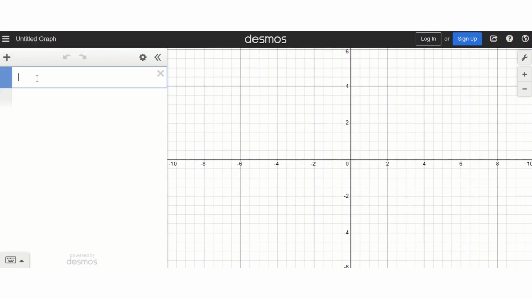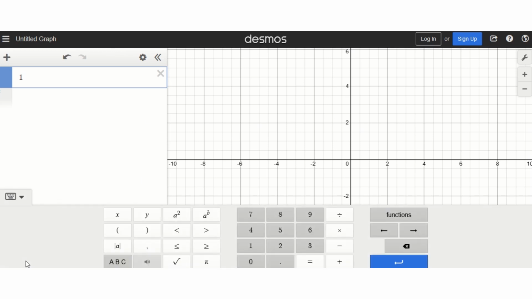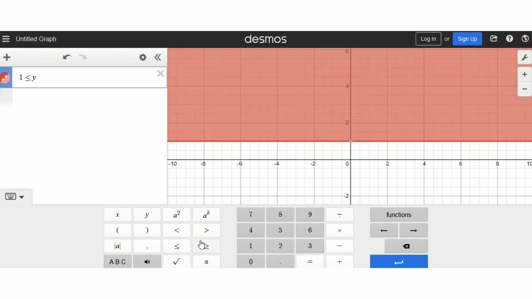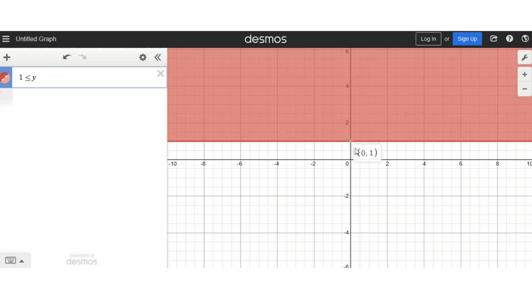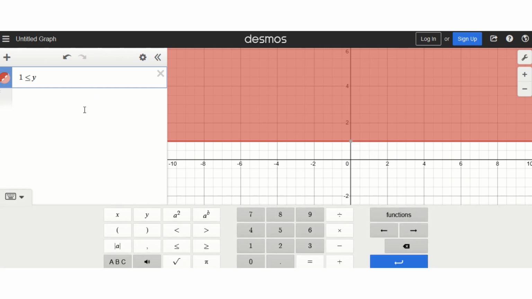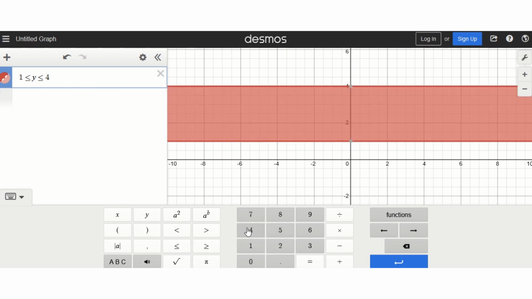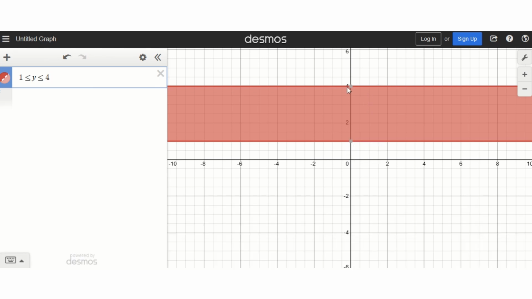So let's make the graphs of each of the system of inequalities for question 8 first. So the first one that I'm taking here is 1. I'll go to this keypad, less than equal to, then I go to y. So this is one such system of inequalities. So if you see, this point is 0, 1 and this is the shaded region. Now in the same, I'm taking the other one also, which is less than equal to 4. So you know that the common region between these two is in between 1 and 4.